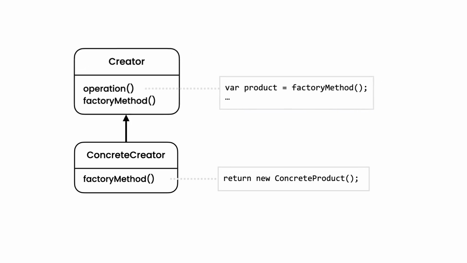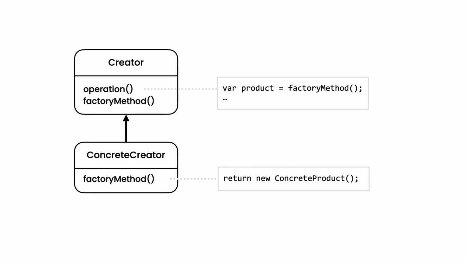We have the creator class, which is like our controller. In this creator, we have an operation, and inside this operation, we have a call to the factory method. The factory method can be abstract or it can have a default implementation. And then we can have concrete creators where we override the factory method. So here we're returning a concrete product. So the objects that are returned from a factory method, we refer to them as products, okay?